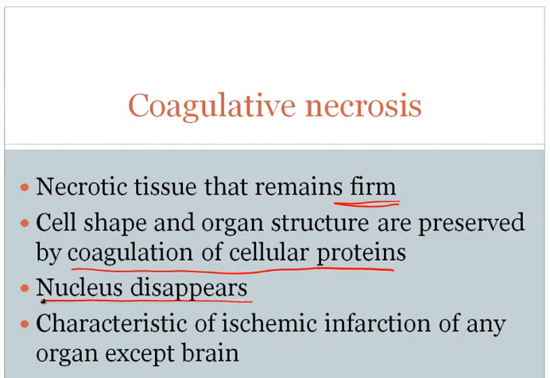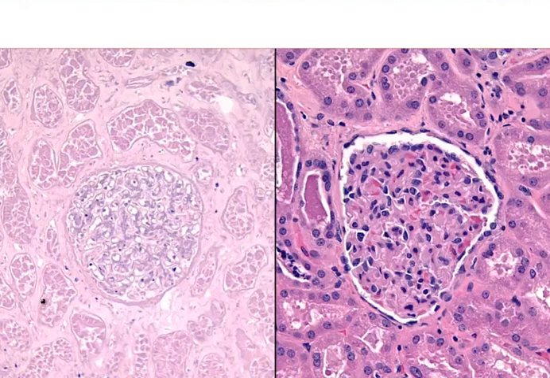The characteristic circumstance in which coagulative necrosis occurs is ischemic infarction. Every organ in the body that undergoes ischemic infarction will actually exhibit coagulative necrosis. The only exception is the brain. So, again, coagulative necrosis is seen with ischemia of any organ except the brain. Here's an image from your text, figure 1.5, that just highlights what we mean by coagulative necrosis.